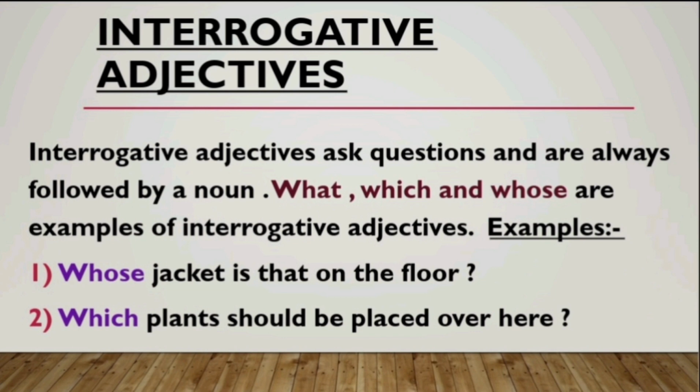So the three interrogative adjectives are what, which and whose. So we use what, which and whose as interrogative adjectives to ask questions, and they are always followed by a noun. They will always have nouns after them, right? So have a look at these examples here.